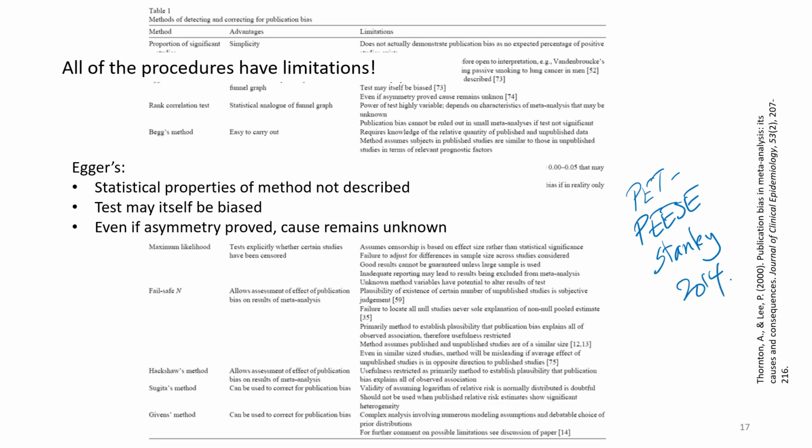And actually, Egger's test itself may be biased. And even if you do find asymmetry, the cause of the asymmetry is unknown. It might not be publication bias. It might be complications of the particular database, moderators that are not being assessed, perhaps.